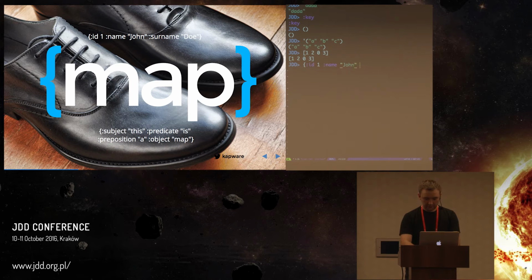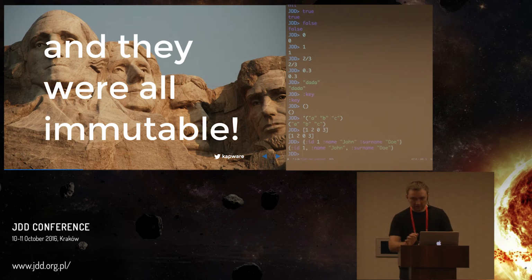and then just a surname. And I'm using keywords for keys in this map. That's an example map. And now the interesting part, and actually the crucial part of Clojure, all those data structures are immutable. So once you define them, you cannot change them.